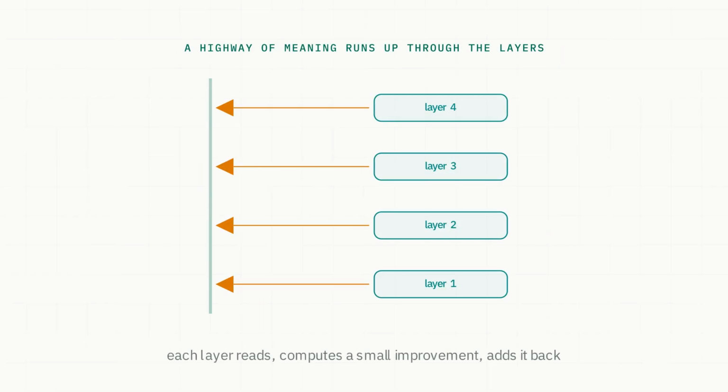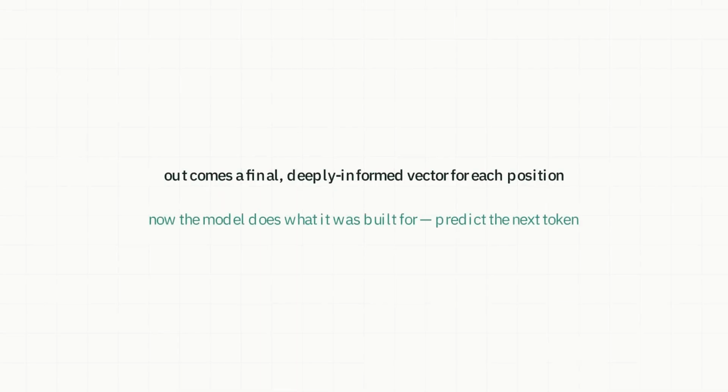One more mental image worth carrying. Picture a central highway of information running up through all the layers, carrying each token's evolving meaning. Every layer doesn't rebuild that meaning from scratch. It reads from the highway, computes a small improvement, and adds that improvement back on. Layer by layer, each token's representation accumulates richer and richer understanding, like edits building up on a shared document. It arrives at the top, carrying the weight of everything the model has noticed about it. So the sequence enters as plain embeddings and climbs the stack, every token gathering context and refinement as it rises.